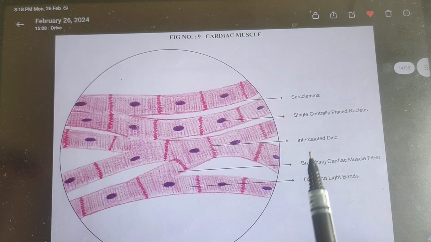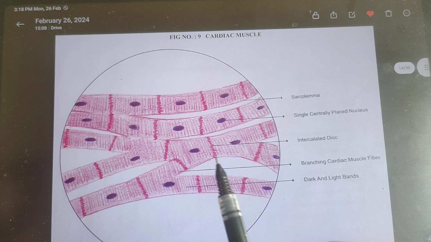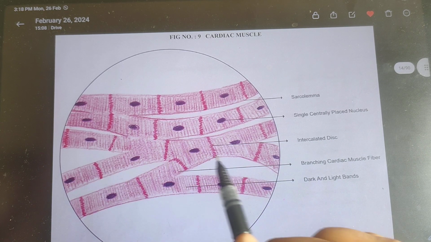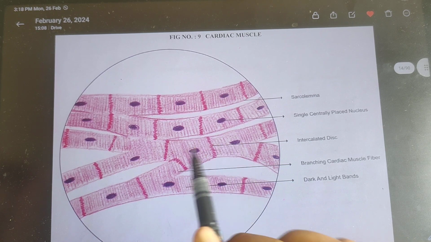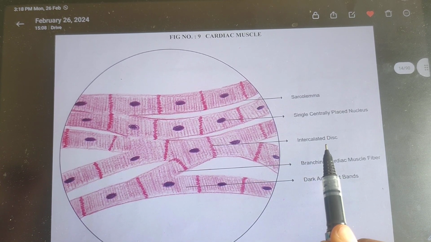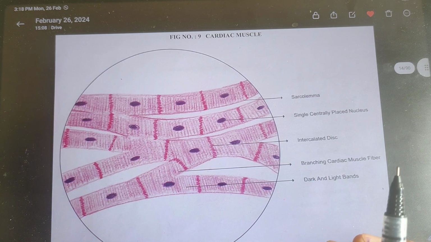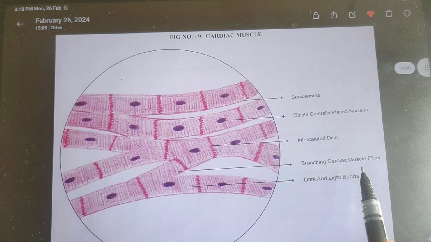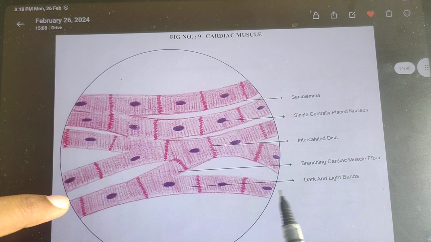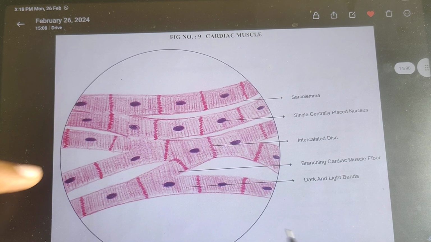And the intercalated disc is a unique feature of cardiac muscle, present at the junction between the two cardiac muscle fibers. You can see the intercalated disc, which works as a single functional unit and contracts at a time. In this branching cardiac muscle fiber, you can see dark and light striations, but dark and light striations are not prominent in cardiac muscle, whereas prominent dark and light bands you can see in skeletal muscles.